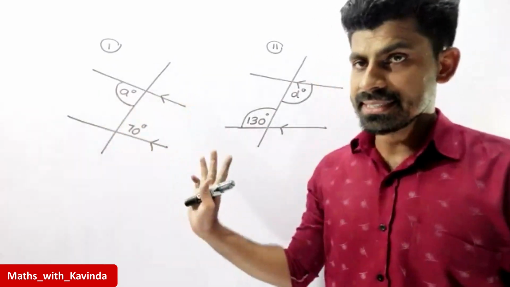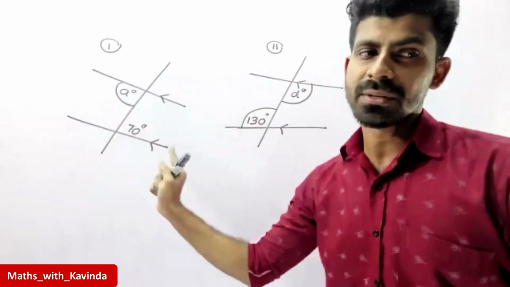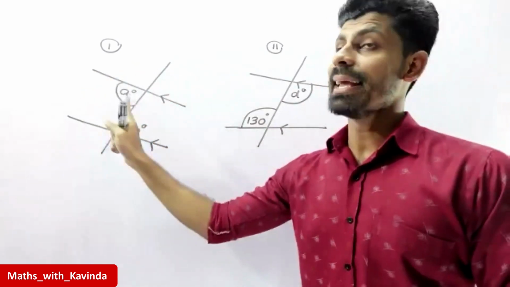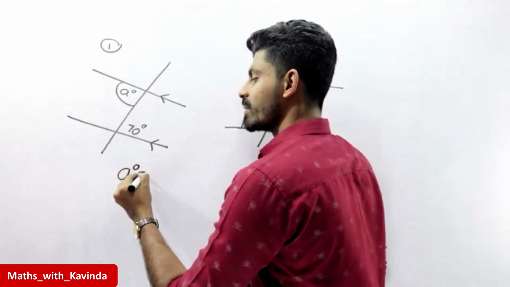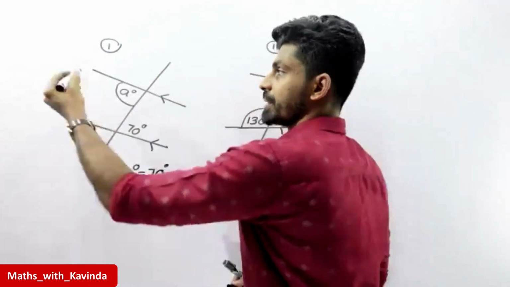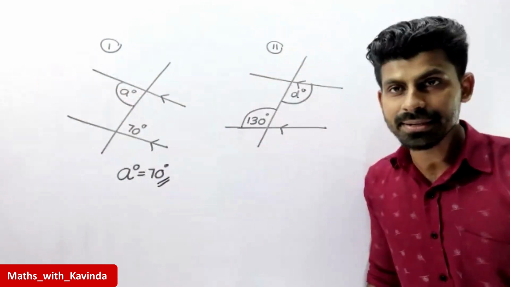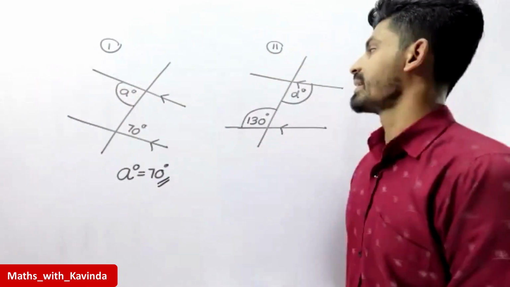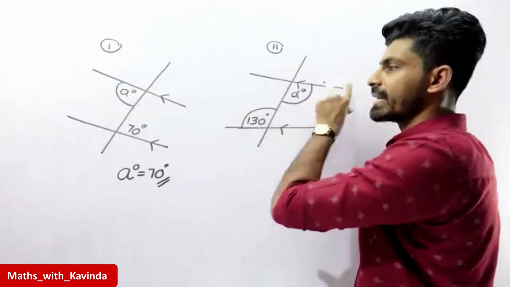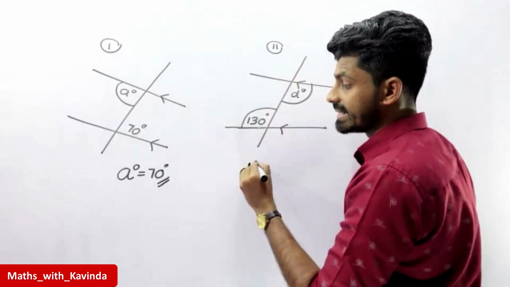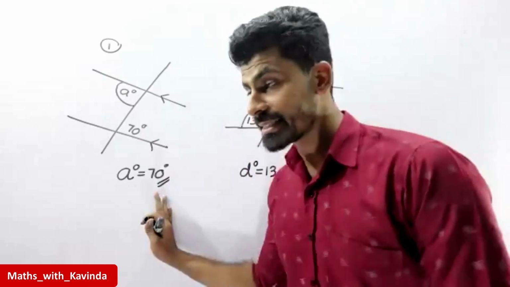Look at the alternate angles. Simple questions are there. You can see the alternate angles. A equals to 70. So that means alternate angles are equal. A equals to 70. So this one, D, alternate angles are equal. Z angle. D equals to 130.